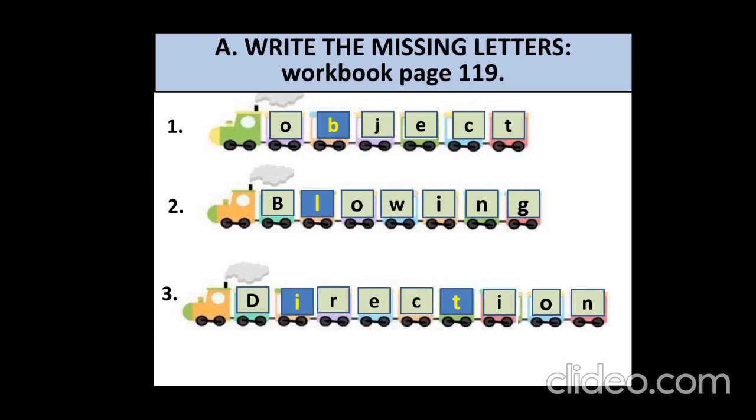Direction means it's a path in which something moves. So for an example, if you want to find a restaurant and you're in the car, your parents can switch on the Google map and it will show you the direction. Right? So in one particular path which something moves is direction.